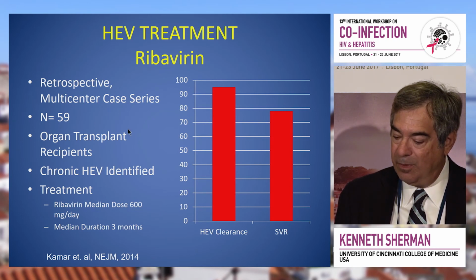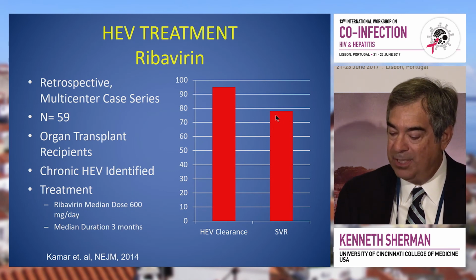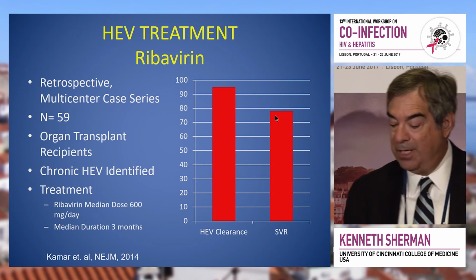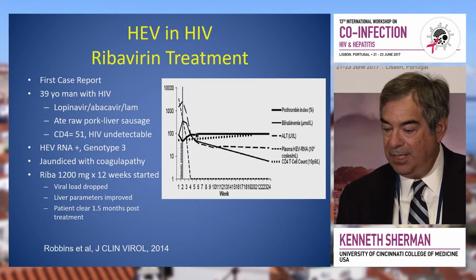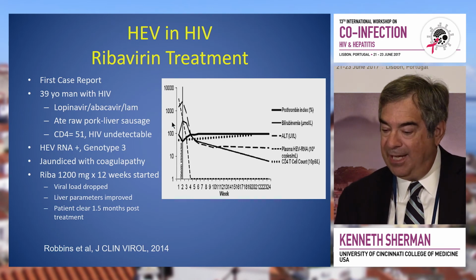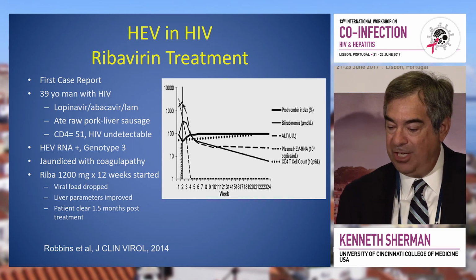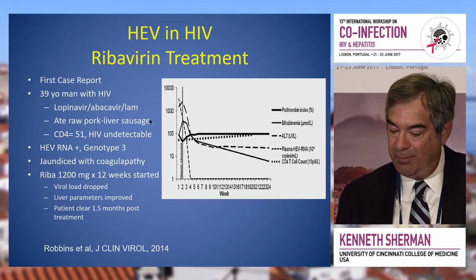Here's a report of initial clearance from a multi-center trial in immunosuppressed transplant patients: 90% plus clearance, but a number relapse, giving a little under 80% clearance with 3 months of treatment. There's, again, very limited data. This is a case report of the use of ribavirin in chronic HEV in an HIV-infected patient.